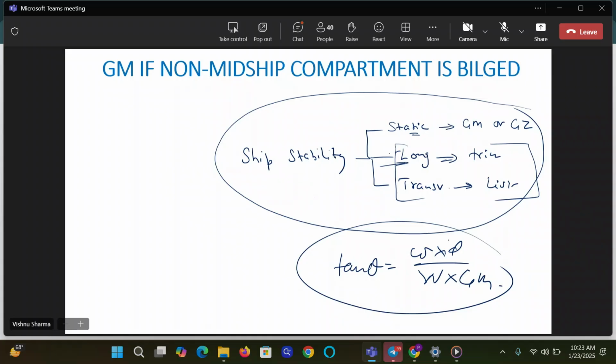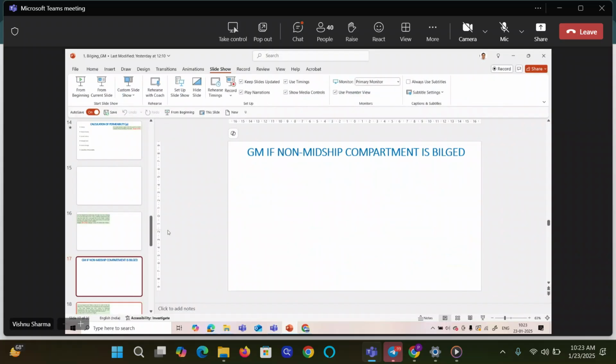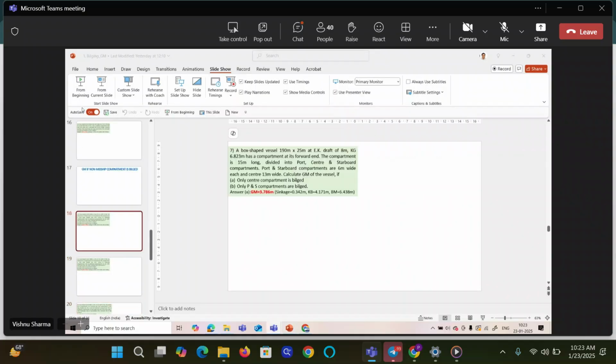Okay. So in a question in exams, if somebody bilges a compartment forward or aft and asks for GM, then you should not go into a spin, saying, sir, the question is wrong, GM is asked, a midship compartment should be bilged. No, the question is very much right and valid. Can I clear the screen, guys, if you have understood what I'm saying, and get to the question then? Here is the question. There was no need to clear the screen. It was on the next thing.